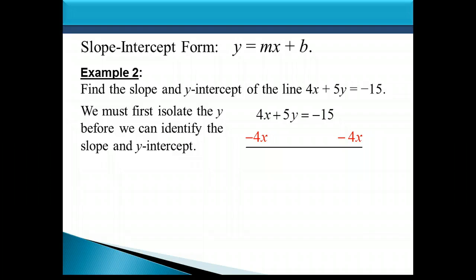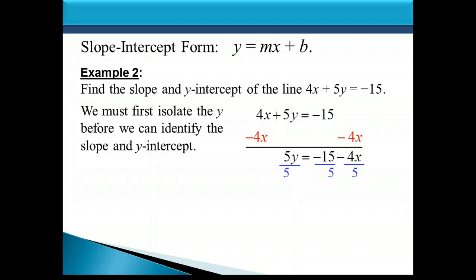So we'll take our equation and start by subtracting 4x from both sides to get the x term on the other side, opposite of the y term. When we simplify this, the 4x's on the left cancel out and we end up with positive 5y. And on the right we have negative 15 minus 4x. Now you could also write this as negative 4x minus 15. The order doesn't really matter.